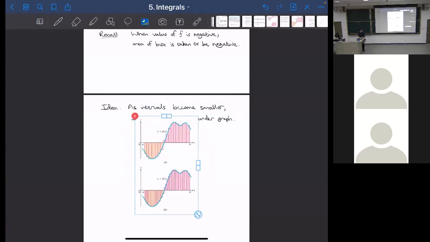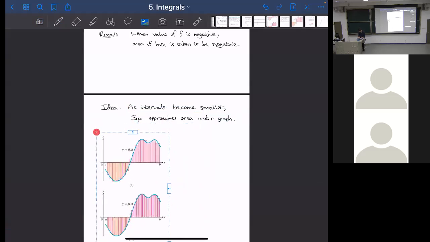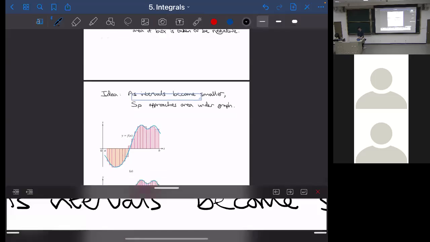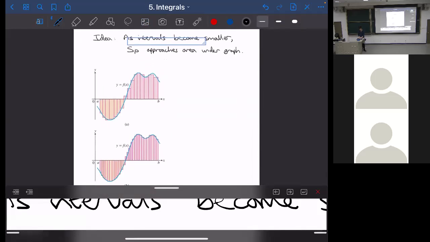So a picture of this. First we had something like 8 intervals. Now we have something like 16. We could keep doubling, and you can see that the boxes are closer and closer to the actual graph. So we hope that SP approaches the actual area under the graph.